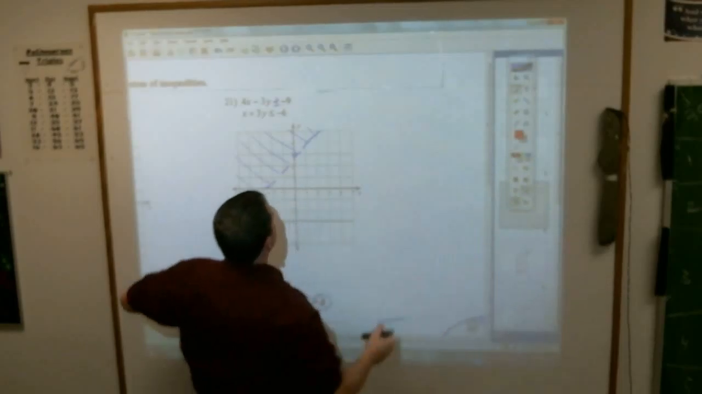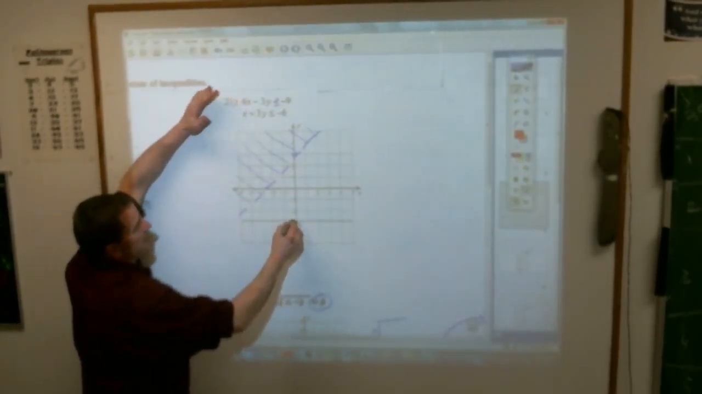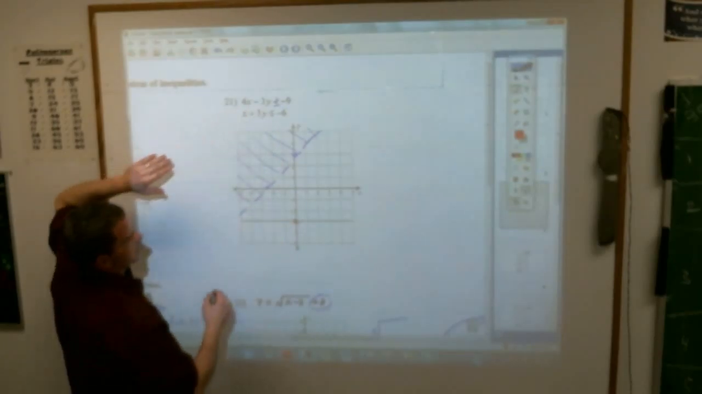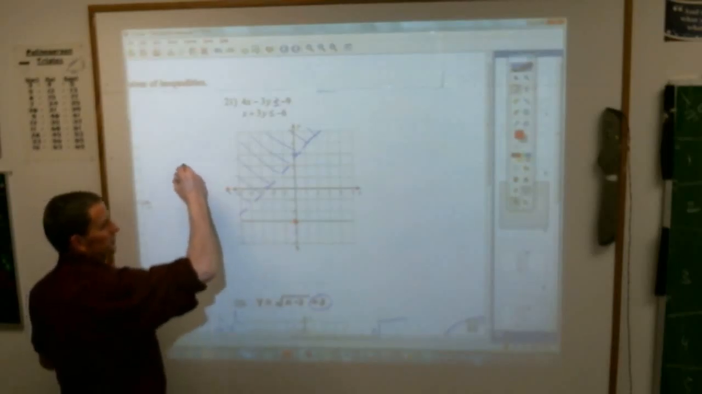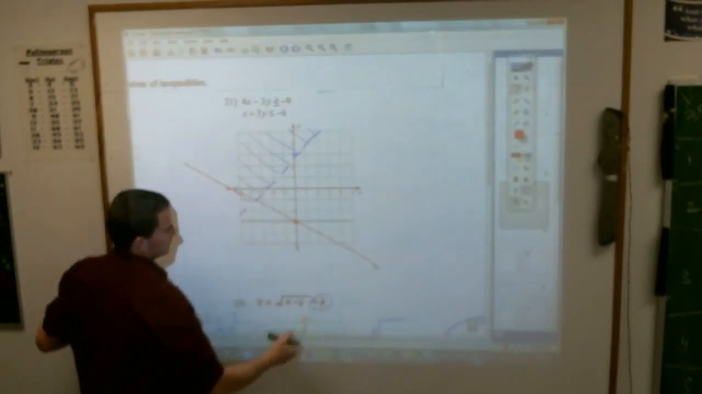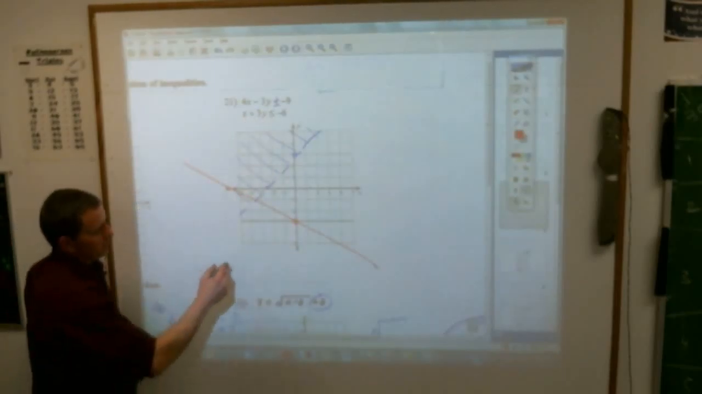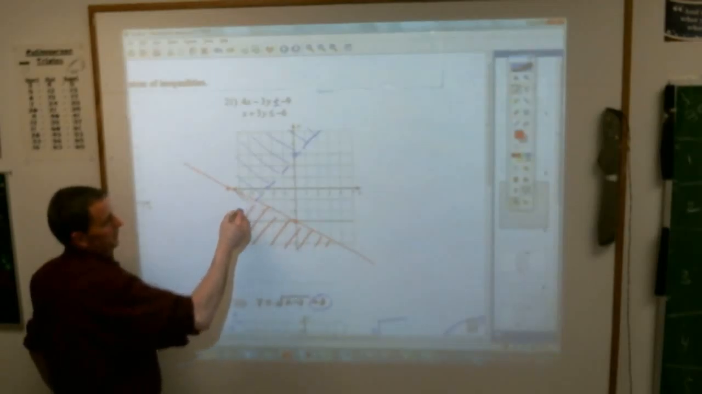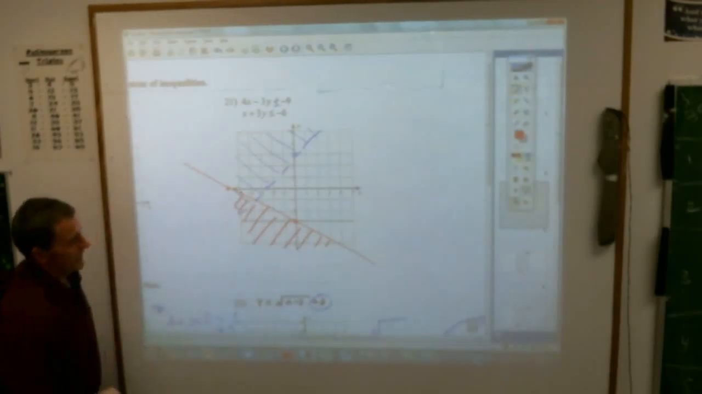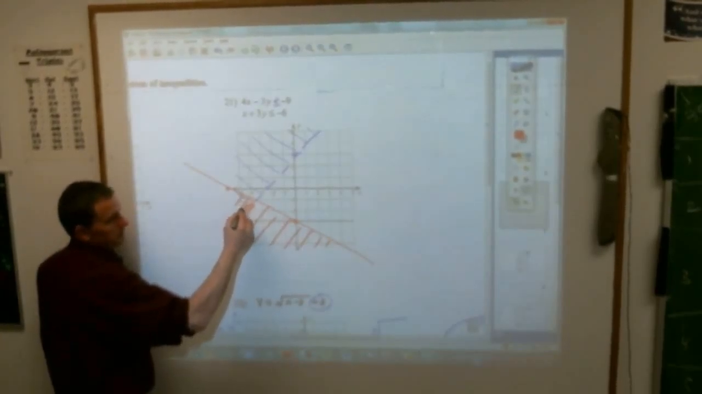Doing the other one, 0 in for x, y equals negative 3. 0 in for y, x equals negative 6, don't have it, but we'll adjust. This one is equal to, so it's a solid line. You are shading the less than side, so you're shading this. And the answer is actually where you see the blue and the red, which is just this little chunk right here. That's really the only answer to that.